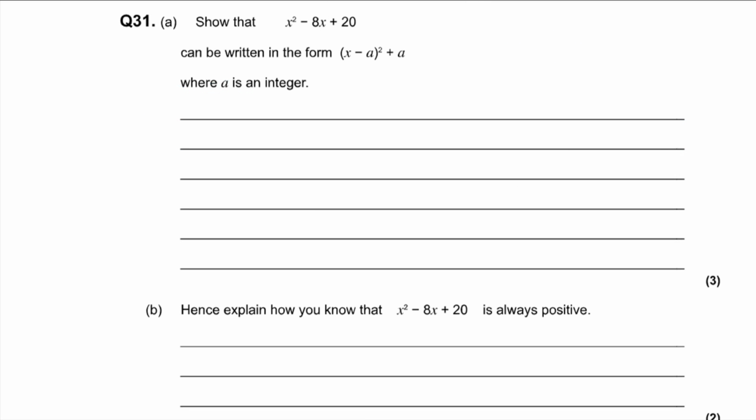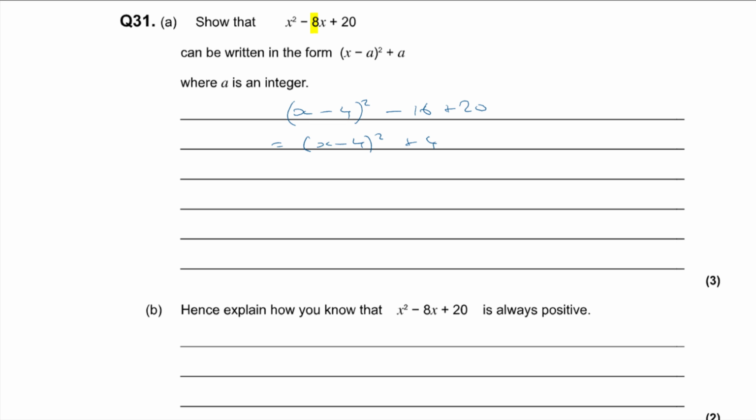Question 31a, show that x squared minus 8x plus 20 can be written in the form x minus a all squared plus a. Okay, interesting, double a. Right, so let's do that then. So taking the coefficient of x and halving it, I'm going to get x minus 4 all squared, taking off a square of that number, minus 16, plus the 20 that was already there. That's going to give me x minus 4 all squared plus 4. Yeah, so a and a then, isn't it?